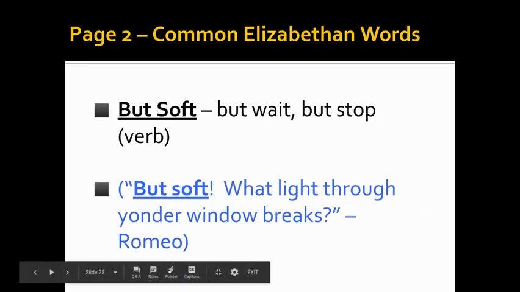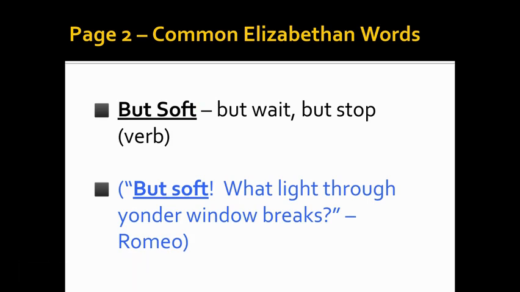But soft is an interesting one. It just means, but wait. And Romeo says this in that same balcony scene. He says, but soft, what light through yonder window breaks. And that's what it means is wait.